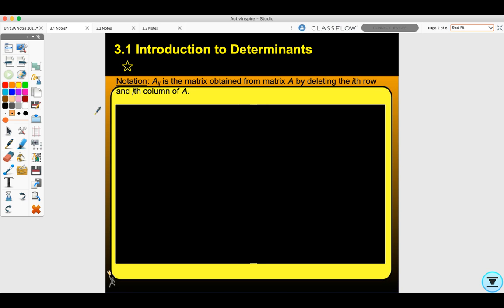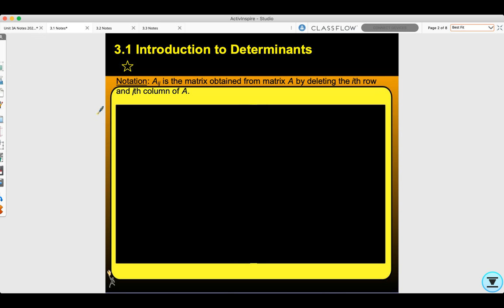Today we're doing section 3.1, Introduction to Determinants. Let's talk about some notation right now. Matrix Aij is the matrix obtained from matrix A by deleting the ith row and jth column of A.